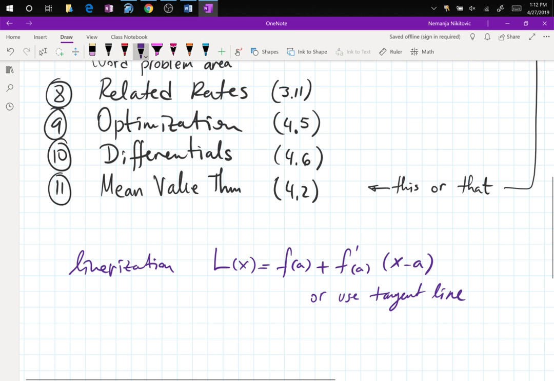And then graphing, I already said, I'll give you everything. You just need to draw the line, so practice some of those.